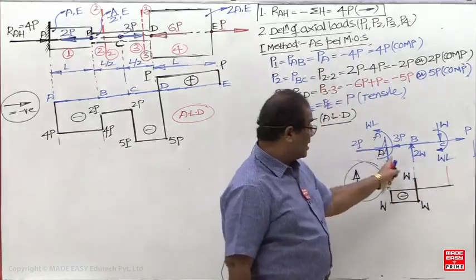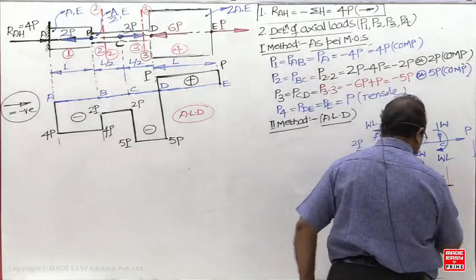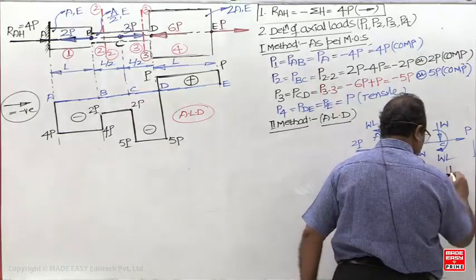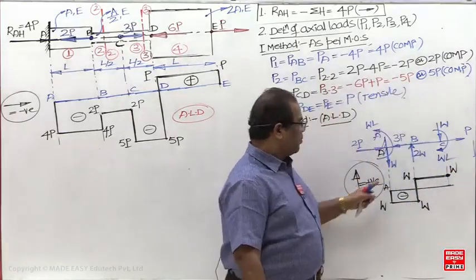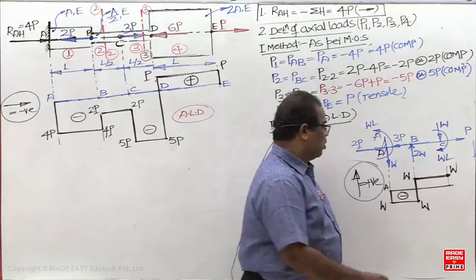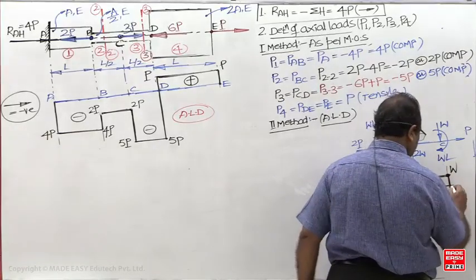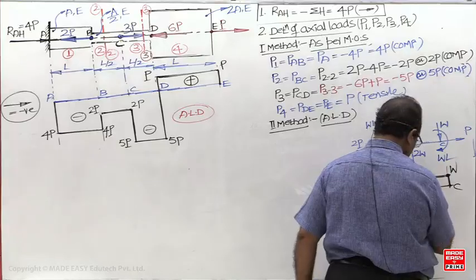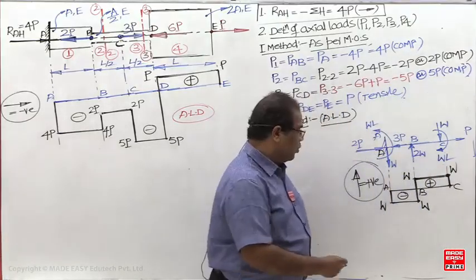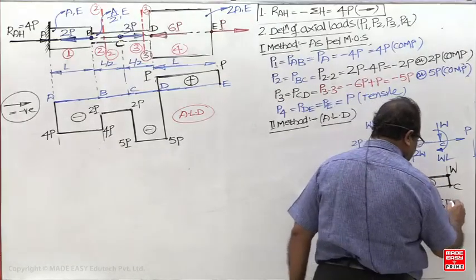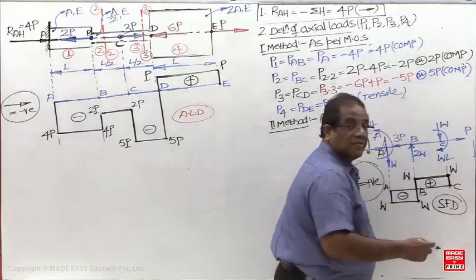Then draw a parallel line until the next constant point load. Upward is positive, downward is going to be negative. Plus W minus W, 0. Now the SFD is closed at both the ends. What does that mean? The sum of the vertical forces is 0.